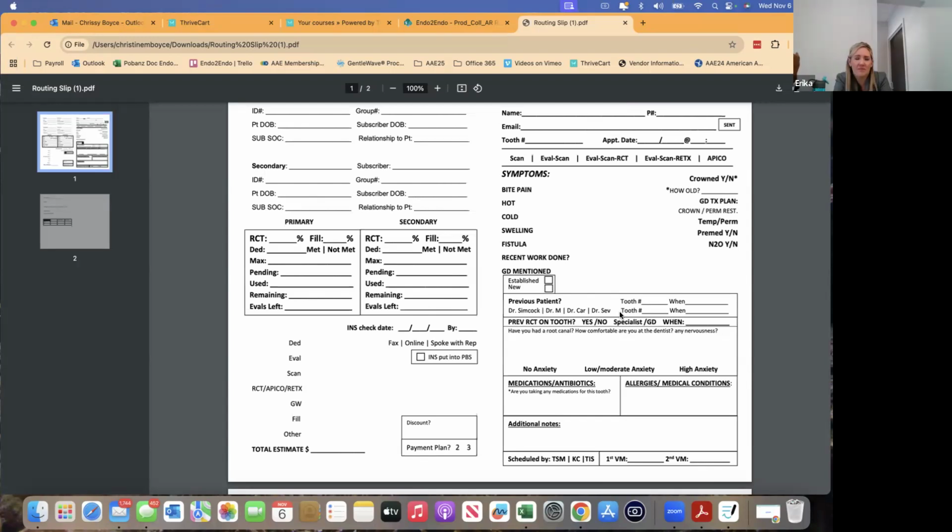Okay, so once you've gathered all the information, then you're going to decide what this patient needs. If they've got two or more of these symptoms, it's a root canal. As long as it hasn't had the previous root canal done by a specialist and they're not anxiety, we're going to schedule you for root canal treatment. Offer the next available root canal. Don't say what day works best for you.